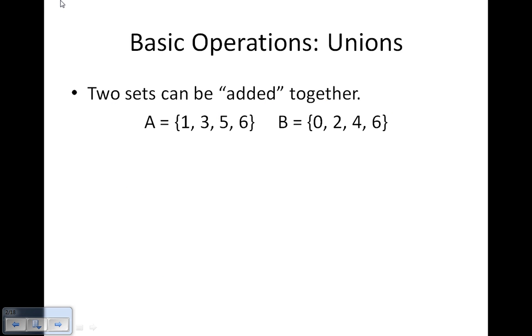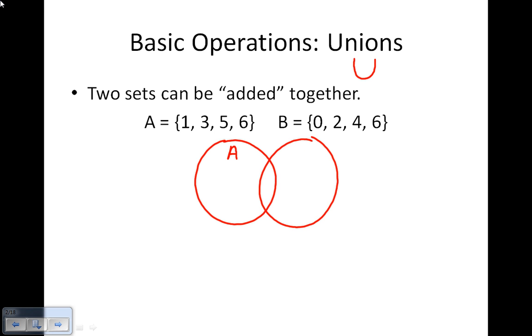Now there are 3 basic operations I want to talk to you about. The first operation is called the union. The union is symbolized with a U. And the union, as you might expect, means that the 2 sets are added together. So if we look at this in a Venn diagram form, we have set A, and we have set B, and they may or may not overlap.